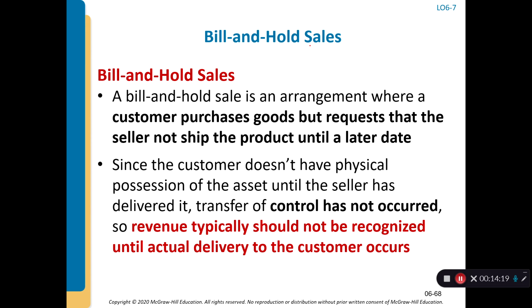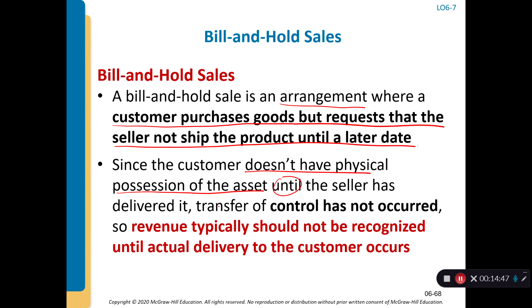Okay. And bill and hold. What is bill and hold? A bill and hold sale is an arrangement where a customer purchases goods but requests that the seller not ship the product until a later date. So basically, the customer has already purchased the goods, but they say, well, you can deliver to me one year from now. Since the customer does not have physical possession of the asset until the seller has delivered it, the transfer of control has not occurred. So the revenue typically should not be recognized until actual delivery to the customer occurs, right?